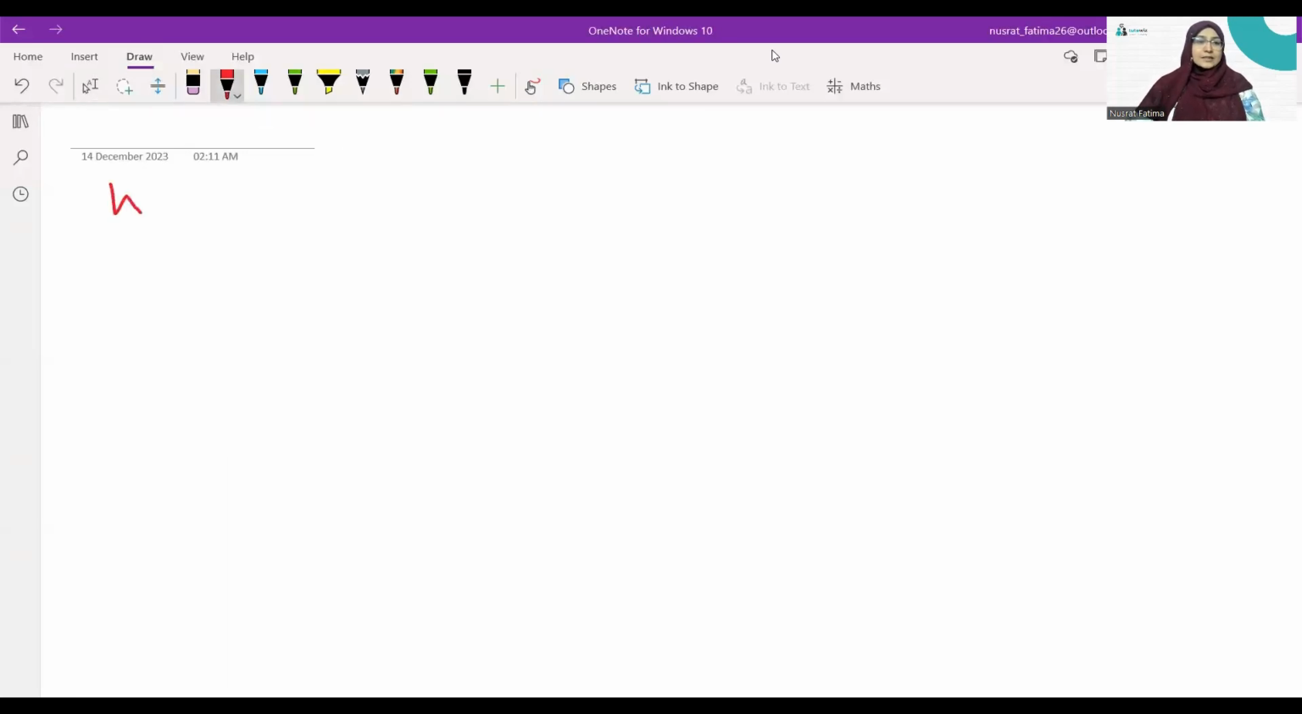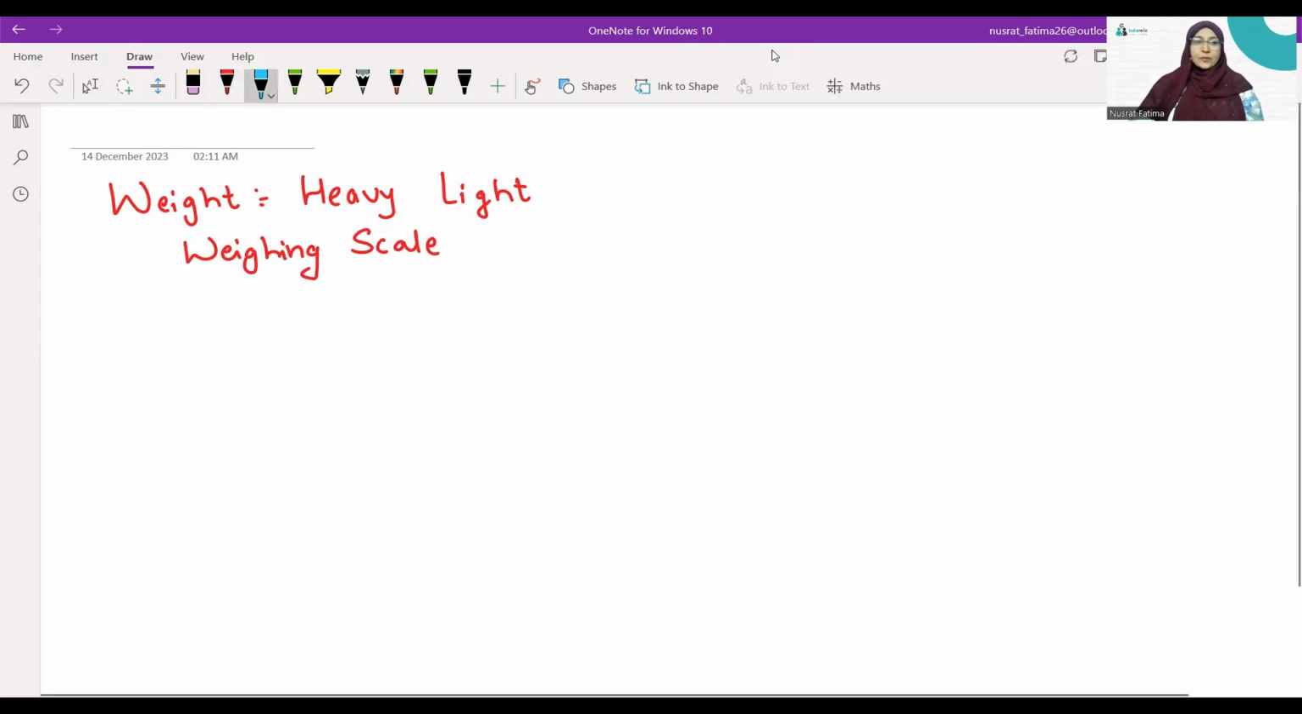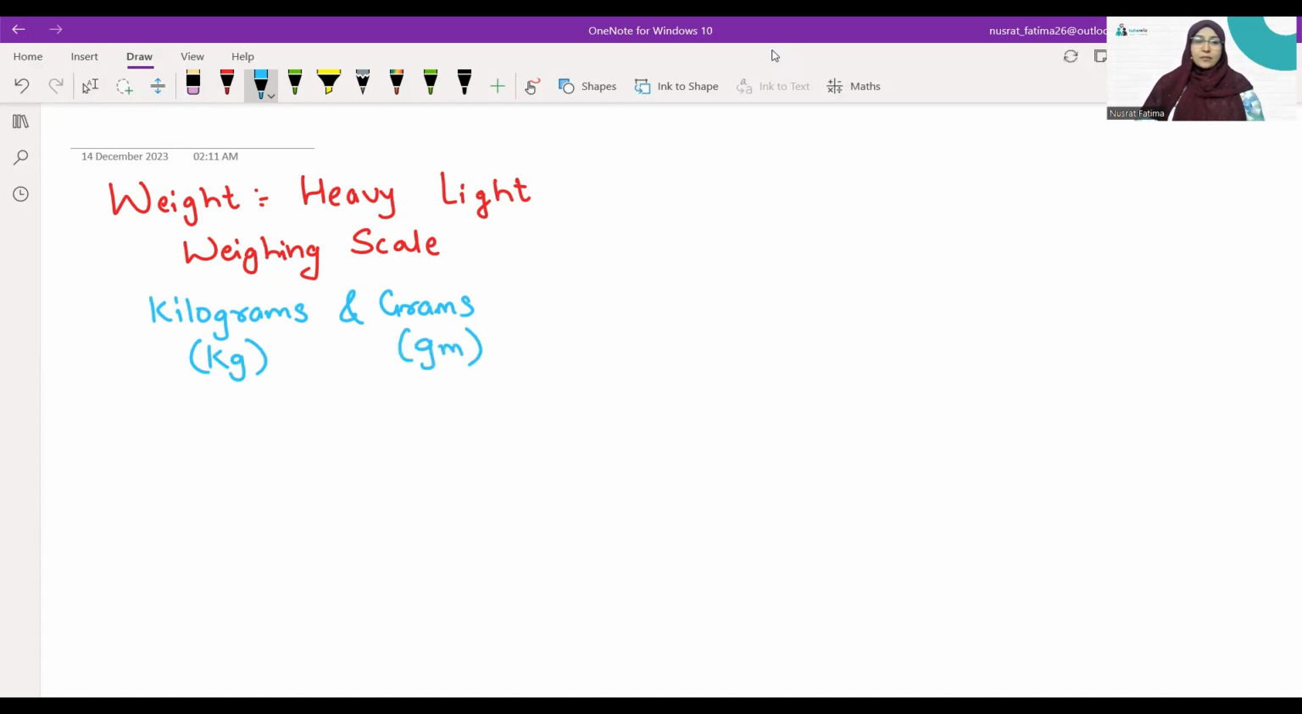Now let us understand about weight. Weight tells you whether the given item or an object is heavy or light. And we have a weighing scale to measure weight. Like we use a ruler to measure length, we have a weighing scale to measure weight. Weight is measured in kilograms and grams. They can also be written as kg and gm.